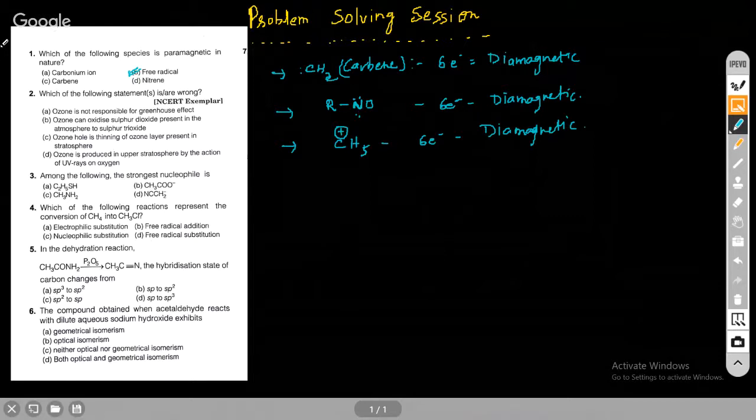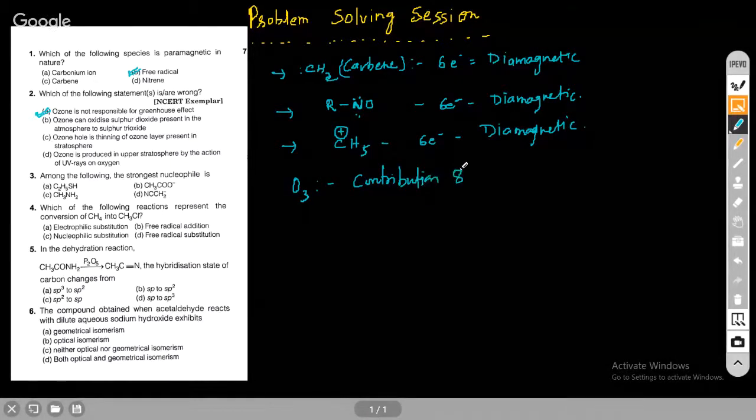So we know ozone is responsible for the greenhouse effect, right? So this is option A. You see, directly it's saying it is not responsible for the greenhouse effect, so obviously option A is wrong. All other options are correct. Let me tell you the contribution of ozone. Ozone is responsible for the greenhouse effect, and its contribution is around 8%, which is not that much important. You must remember this.